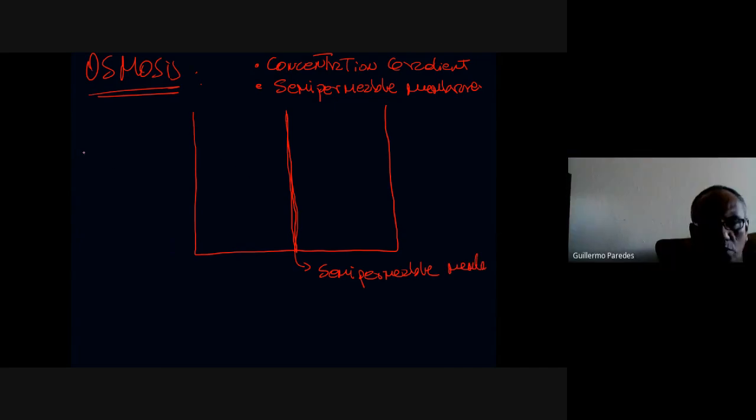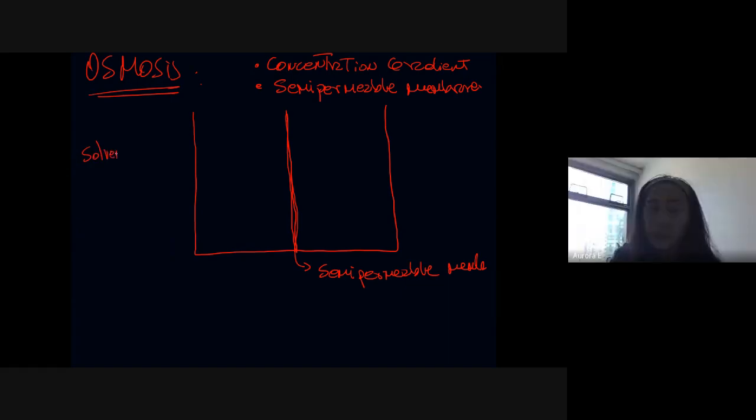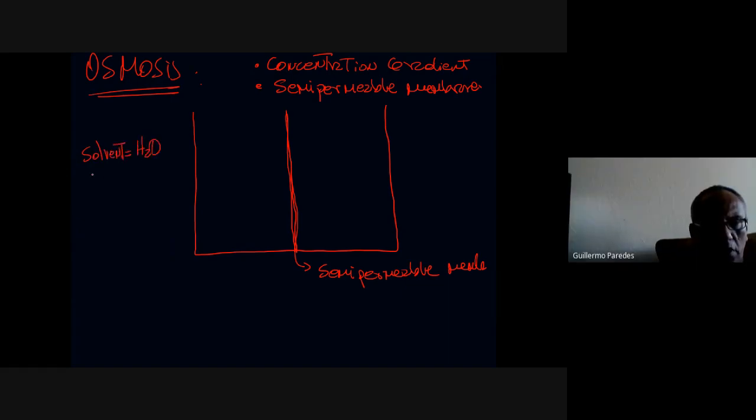Here we are going to have what we call the solvent. Solvent is going to be water, and solutes are going to be the other molecules. All right, so let's start. Here we have, for example, this level of water. I'm going to make it water here, and we have another level of water here, divided by a semi-permeable membrane. This is the semi-permeable membrane.